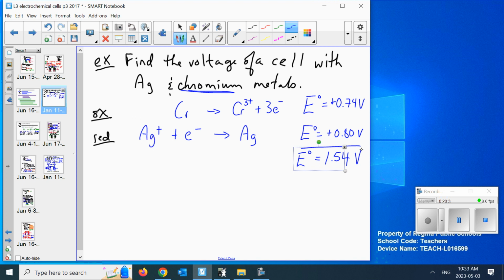But I still need to do the half reactions. Balance them up, so I match electrons. It's the silver reaction, the reduction reaction, that happens to be the cathode. Exactly.